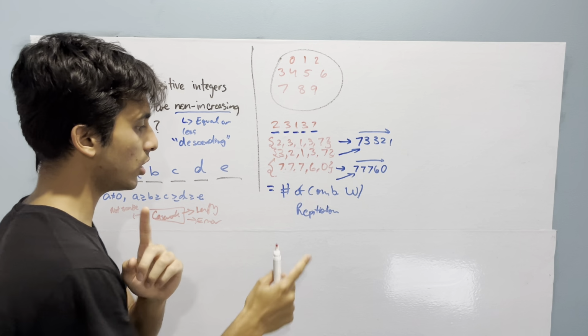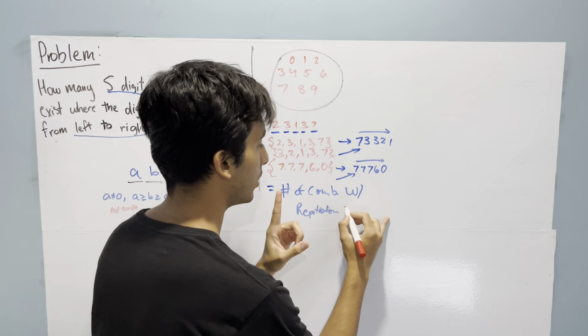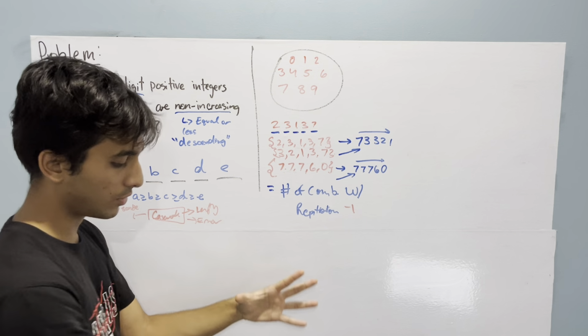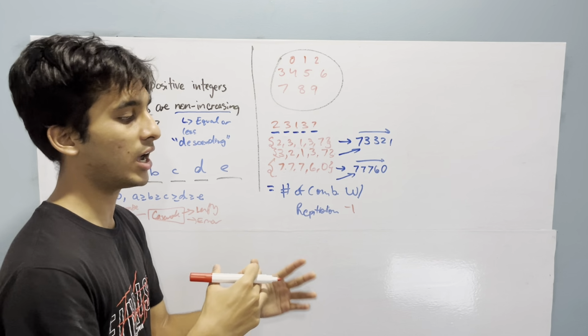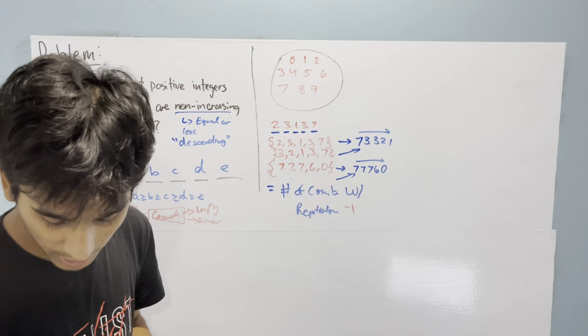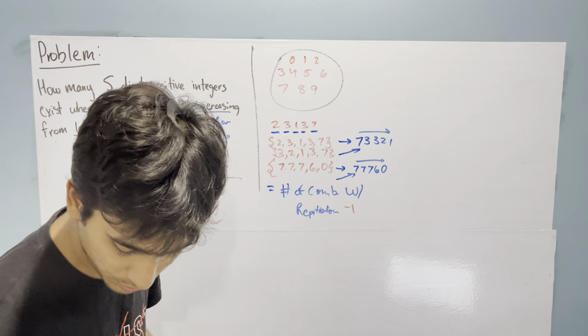And there's one thing to know, that there's only one exception. The one exception is when there are all 5 zeros. So if I draw 0, 0, 0, 0, 0, I have to subtract that because that is not possible. But how do we go about counting this? Let's look at an algebraic approach.